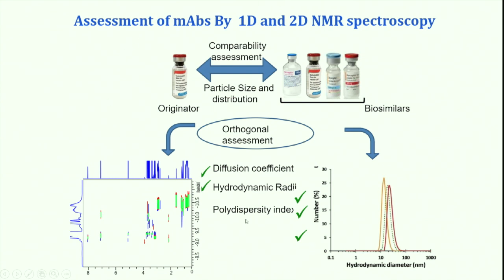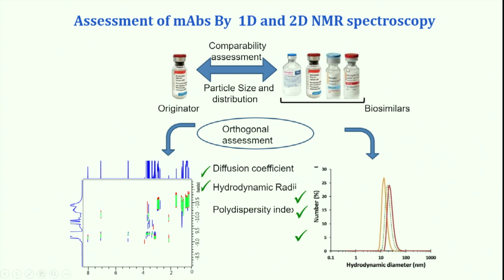So now we developed a tool using NMR, 1D and 2D, to show biosimilarity again. We published this in the Journal of Pharmaceutical and Biomedical Analysis, JPBA. Here, for the originator and the biosimilar, we combined two techniques, like DLS and the diffusion that I showed you. These two techniques show the similarity between the biosimilar and the originator.